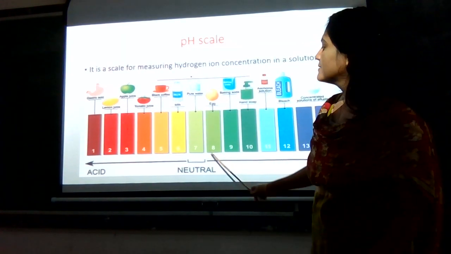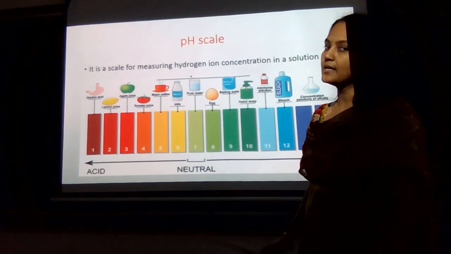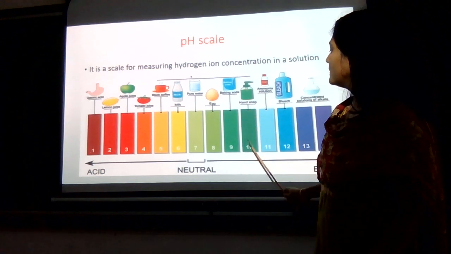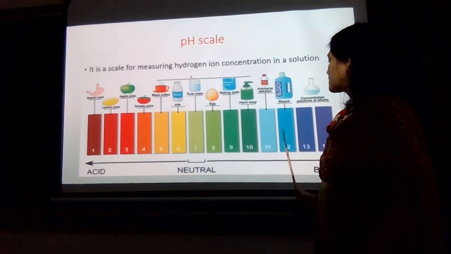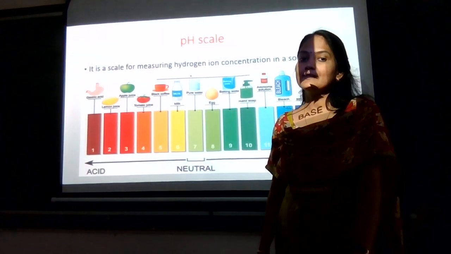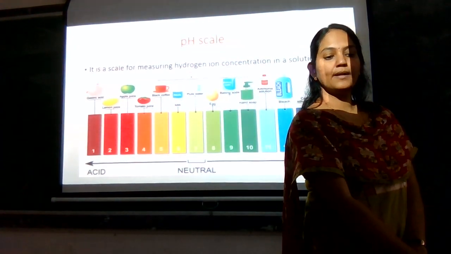In case of bases, the values starting from 7 to 14 will give you the increasing basic strength. Hand soap is given a value of 10, whereas ammonia and bleach are given 11 and 12 respectively. Concentrated bases present in the laboratory are given a value of 14.